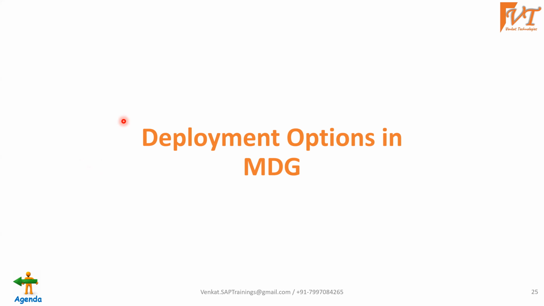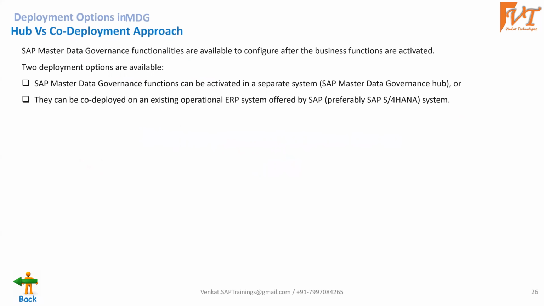Let's understand this one very clearly. So we have various deployment options: hub deployment, co-deployment. Before discussing hub deployment and co-deployment, first let's understand what a deployment option is.